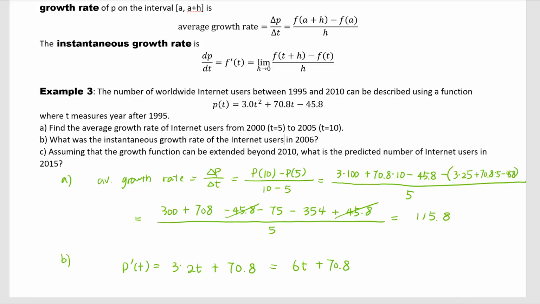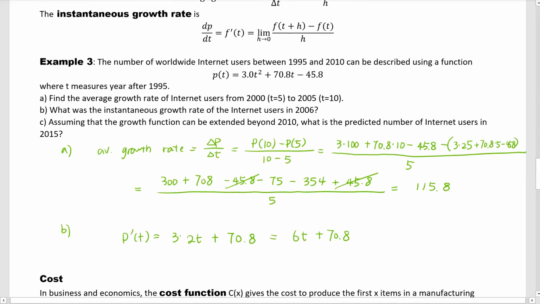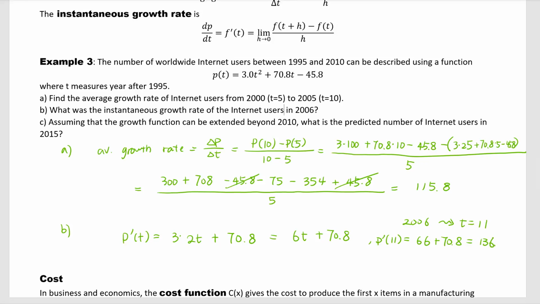And we're looking for the instantaneous growth rates in the year 2006. So 2006 corresponds to T equals what? 11, right? So P prime, we plug in 11. So it's 66 plus 70.8 equals 136.8. So far, so good, everybody.